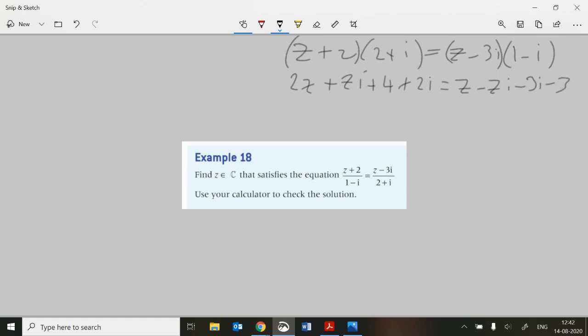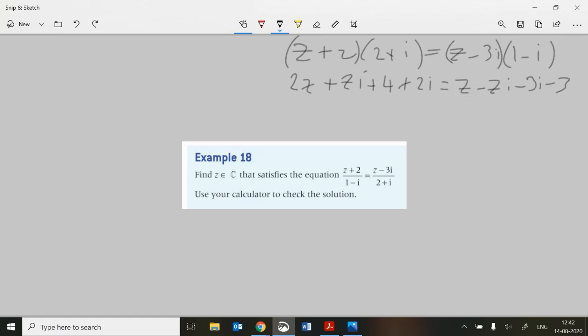Okay, now let's bring all of our Z's together, because we're trying to find Z is equal to something. So this time I'm not bringing all of my imaginary parts together and all my real parts together, because frankly, this includes imaginary and real parts. So let's just bring all the Z's together. So I'll bring the Z's to the left-hand side.